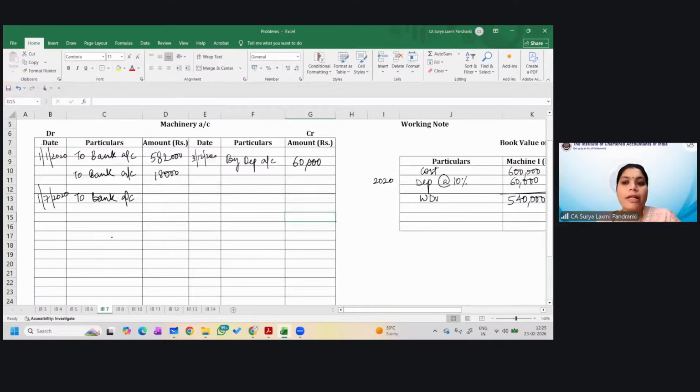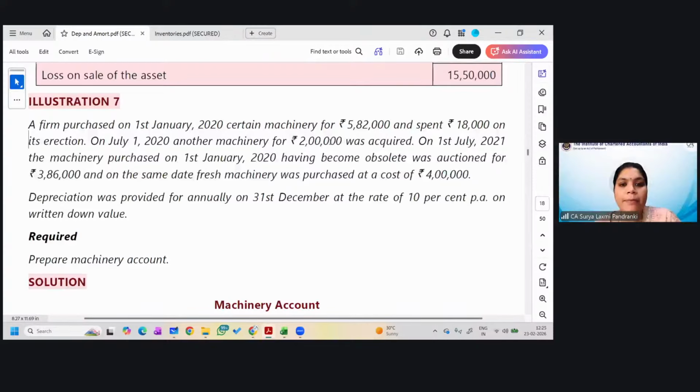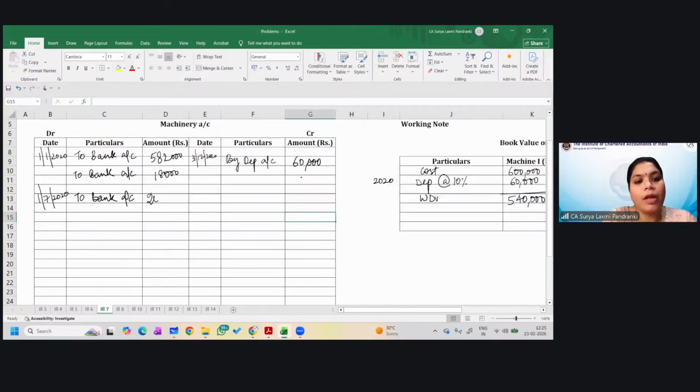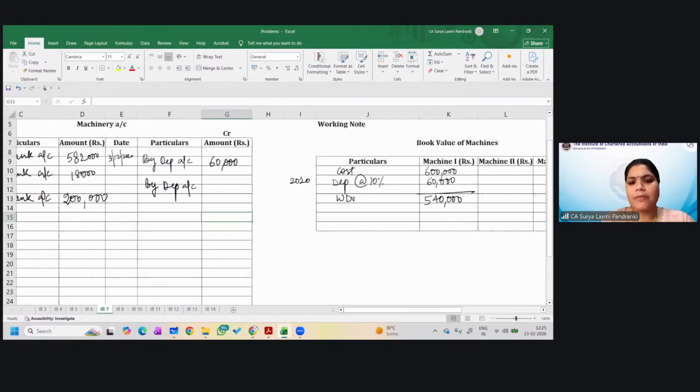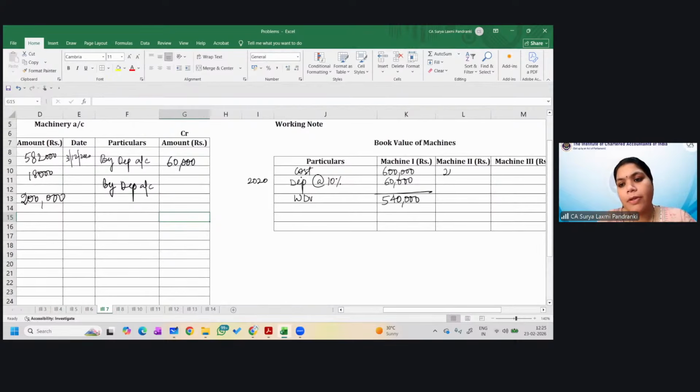There is one more machine that is purchased in the middle of the year, after 6 months. What is the cost of that machine? 2 lakhs. I have to take that also, no? Right? And for depreciation, you can write this separately or you can add it there also. It is fine. The cost of the machine is 2 lakhs and depreciation is 10%.